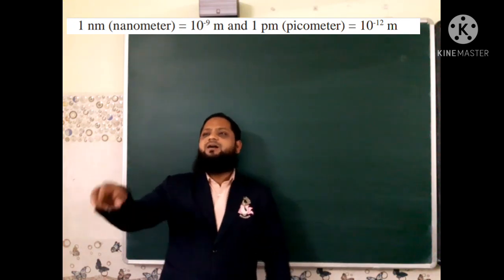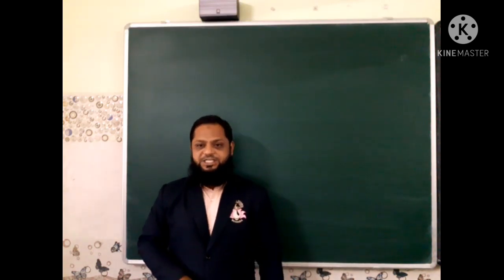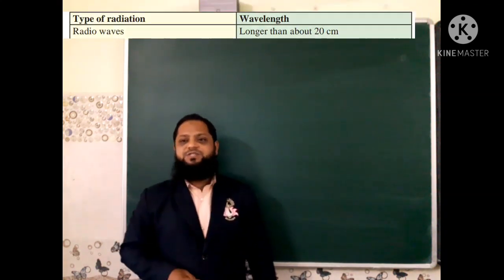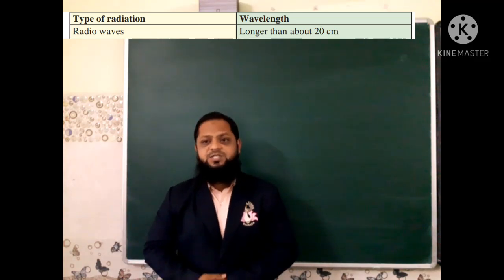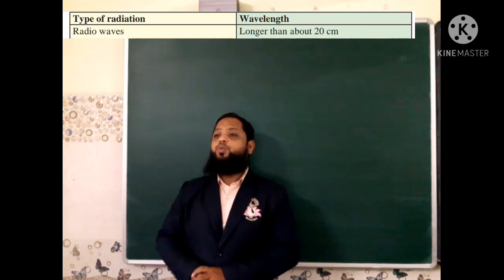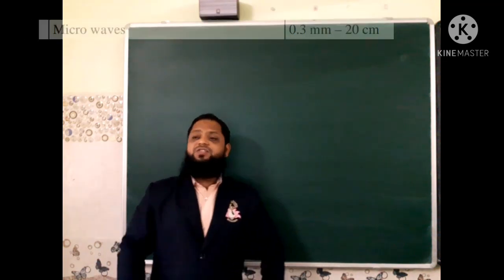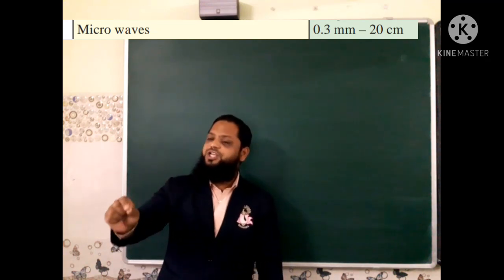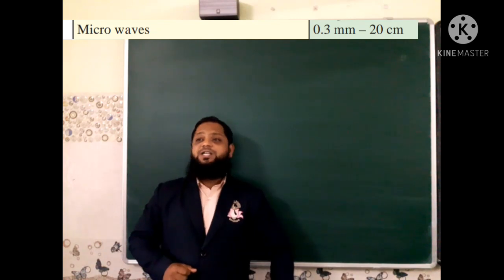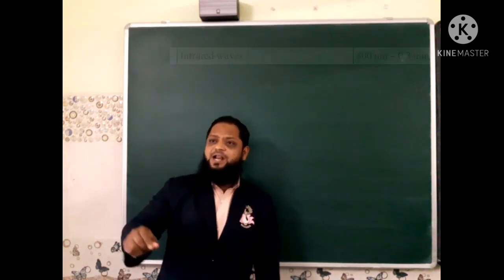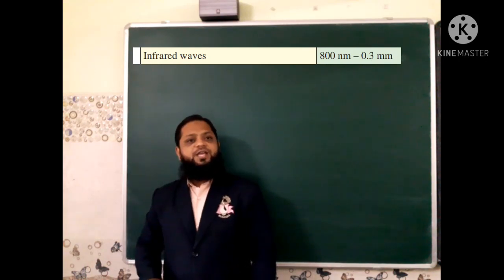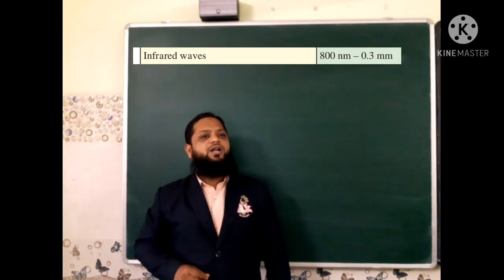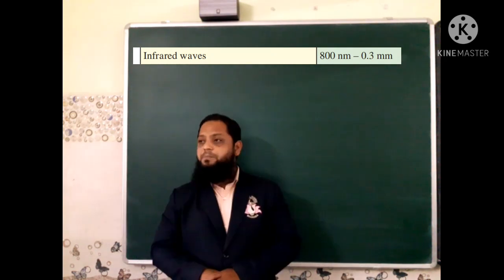According to this, there are different types of radiations. Let's see them one by one. The first one is radio waves. The wavelength of radio waves is longer than 20 centimeter. The wavelength of microwaves is in the range of 0.3 millimeter to 20 centimeter. The wavelength of infrared waves is in the range of 800 nanometer to 0.3 millimeter.